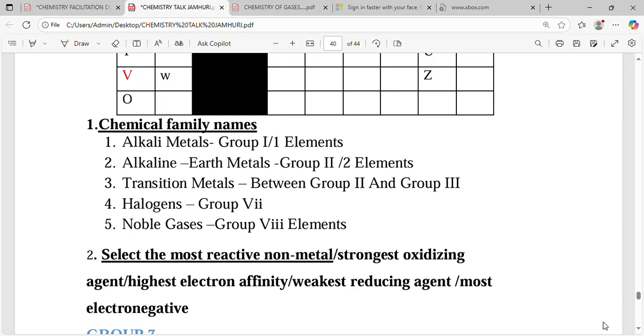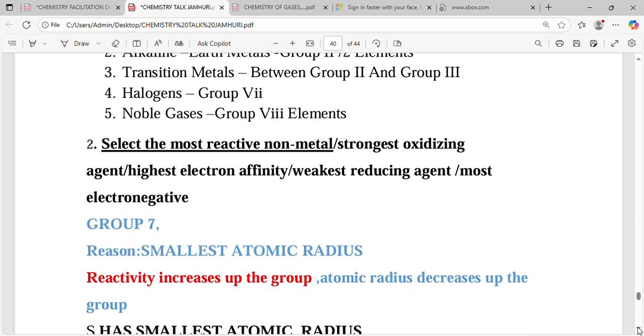What you need to know is that group 7 elements are the most reactive nonmetals. So if you are asked the most reactive nonmetal, go to group 7 elements. The reason is they have the smallest atomic radius. And you need to know that reactivity increases up the group, because atomic radius decreases up the group.